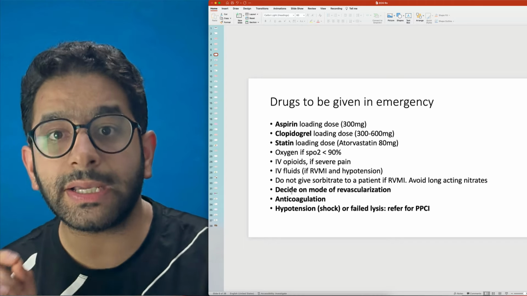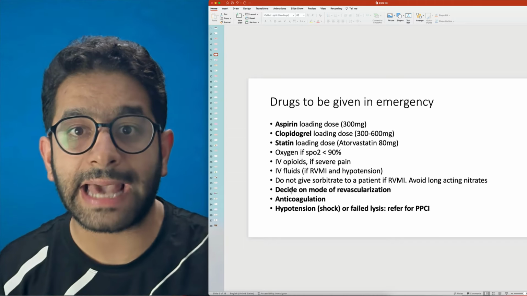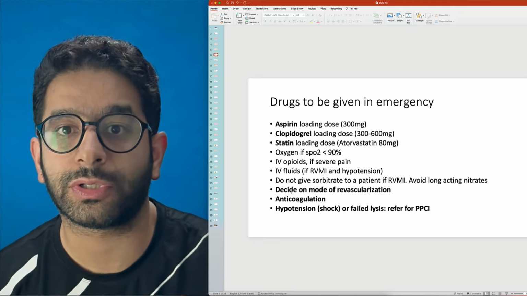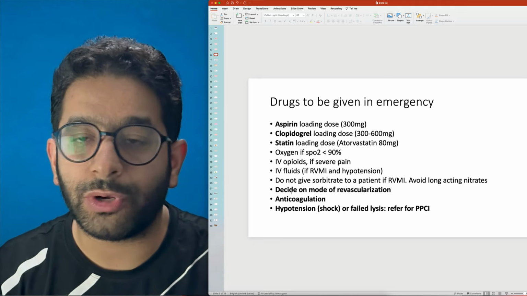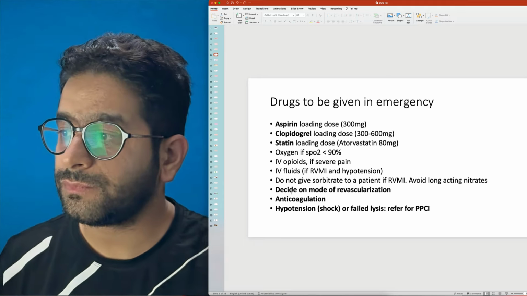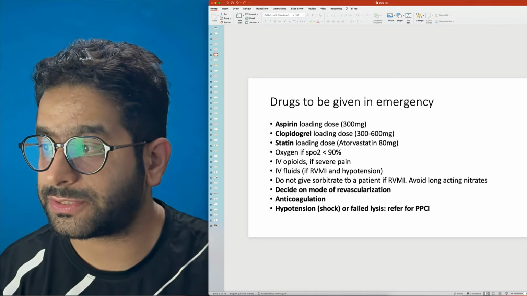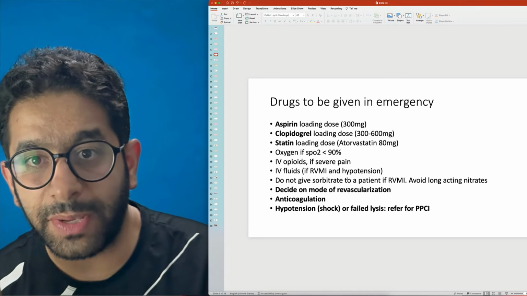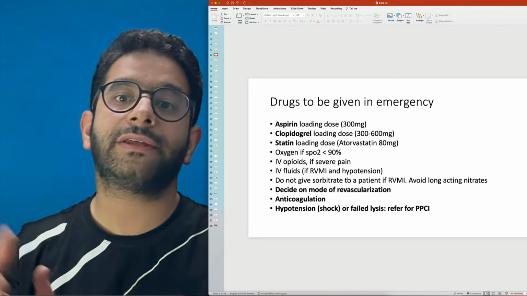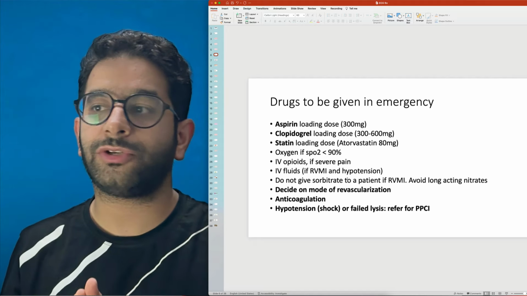However, if you work in a center where either you don't have a cath lab or the cath lab is not operational all the time, then thrombolysis, okay? So you decide on the mode of revascularization and anticoagulation. Remember, now you've decided that the patient goes for primary PCI, your job actually ends here.